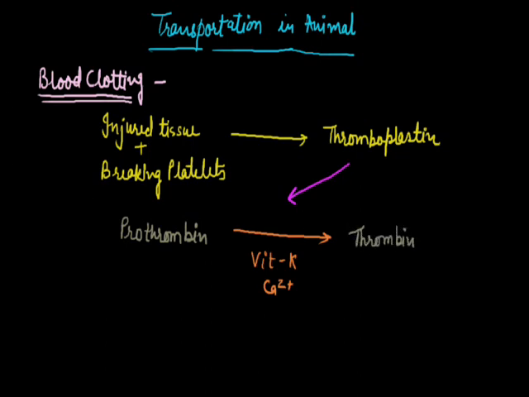Prothrombin is an inactive blood protein which is found in blood. With the help of thromboplastin, vitamin K and calcium ion, it is converted into an active form, thrombin, which will again behave as an enzyme for the next reaction, again in the presence of vitamin K and calcium ion.